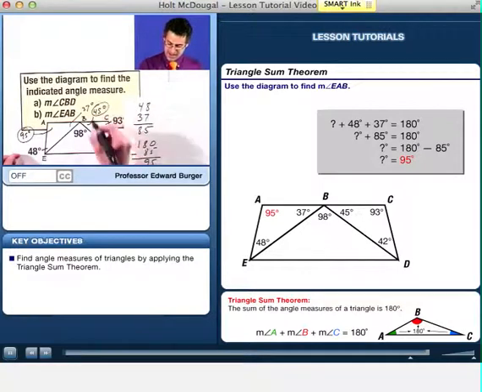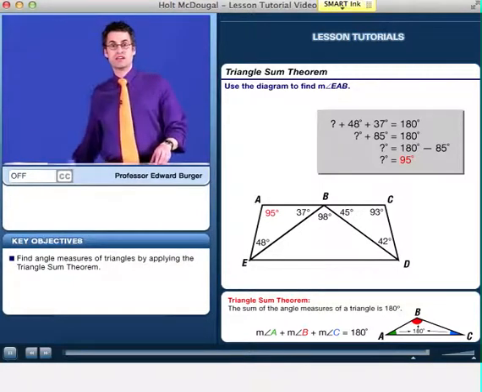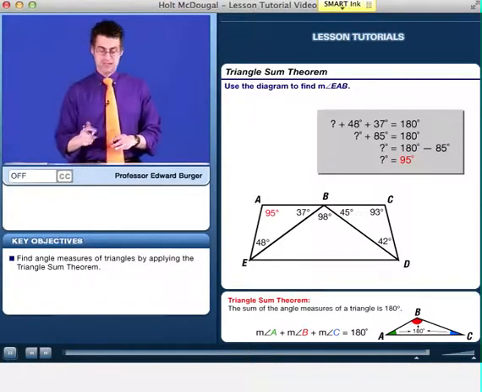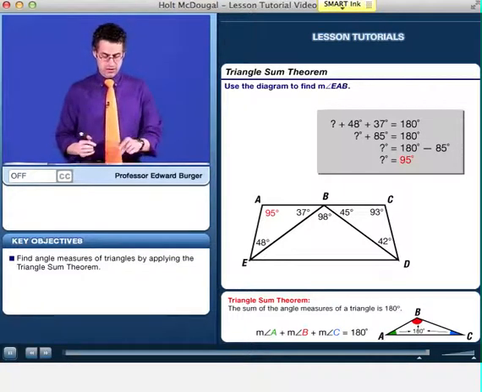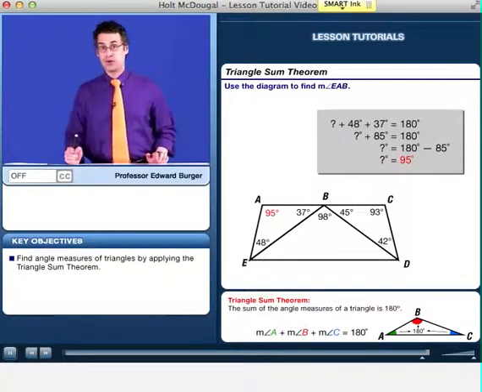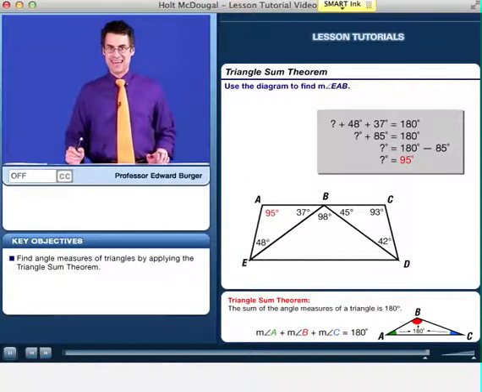And so there we have the measure of the angles that we wanted using this fabulous theorem that the sum of the angles of a triangle always add up when you measure them to 180 degrees.